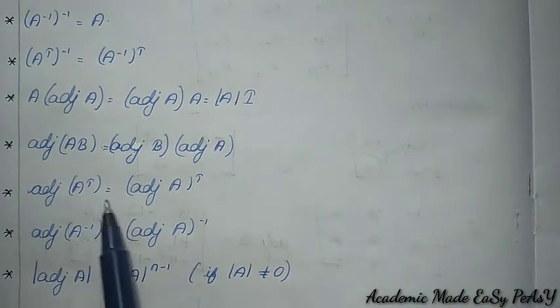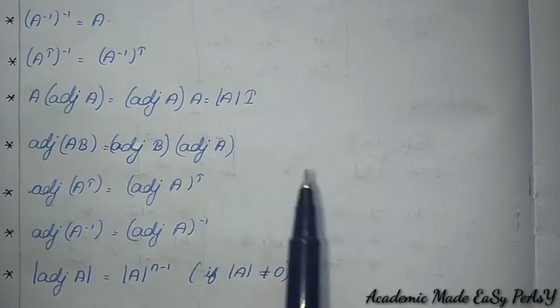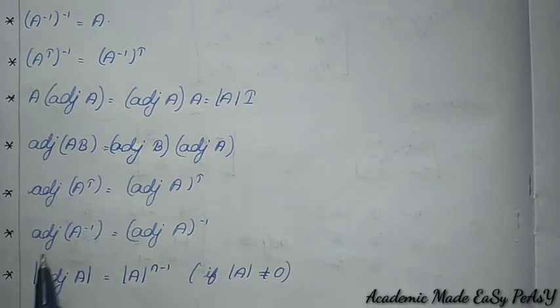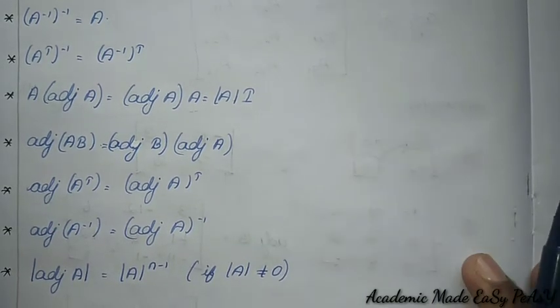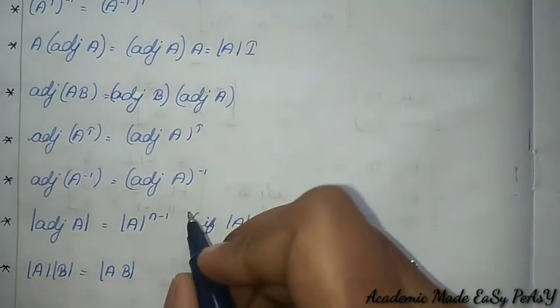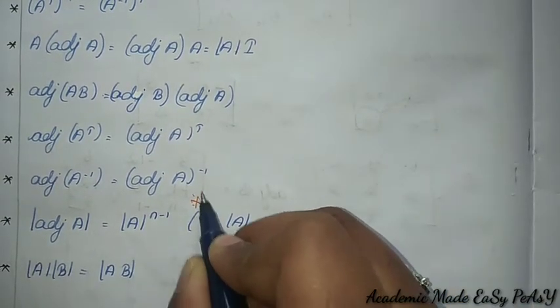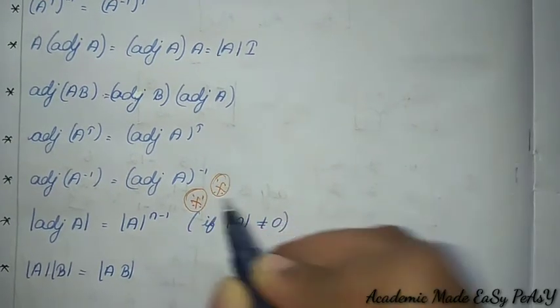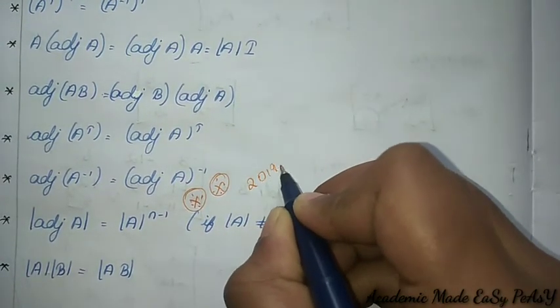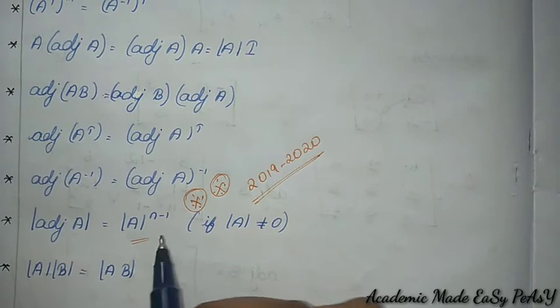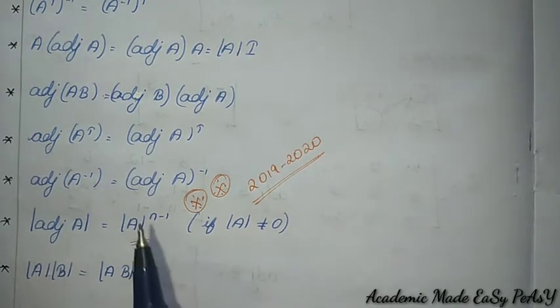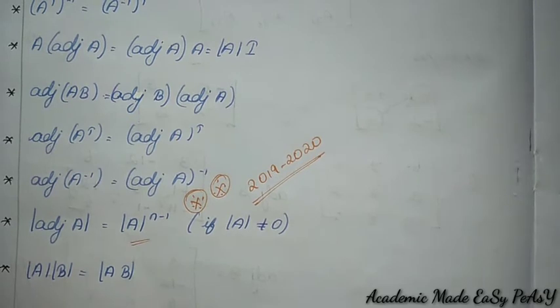Next, adjoint of A transpose is equal to adjoint of A the whole transpose. So adjoint of A inverse is equal to adjoint of A the whole inverse. Then this is the most important formula, and in the year 2019-20 board exam, in all the 3 sets we had a question based on this formula. Even in all the revision papers we had a question based on this formula. So this is a very important formula.